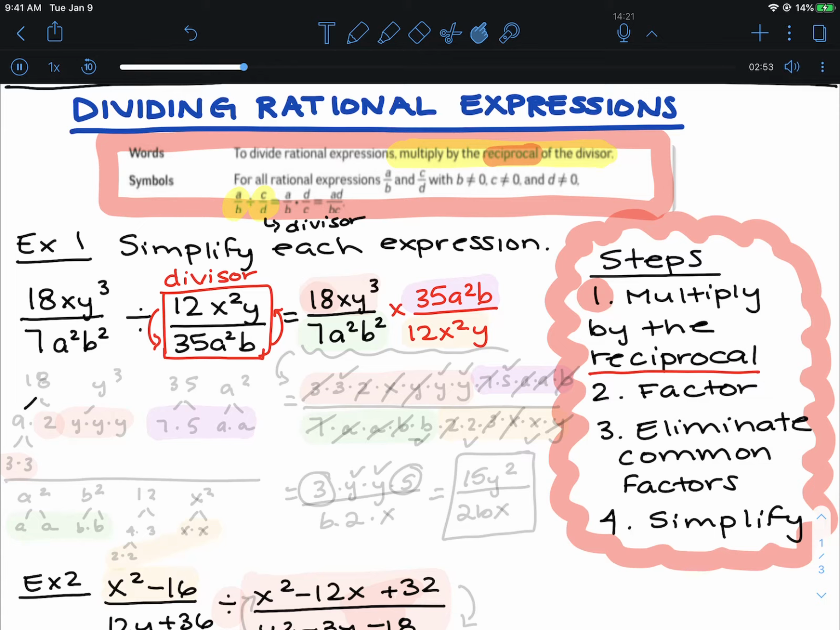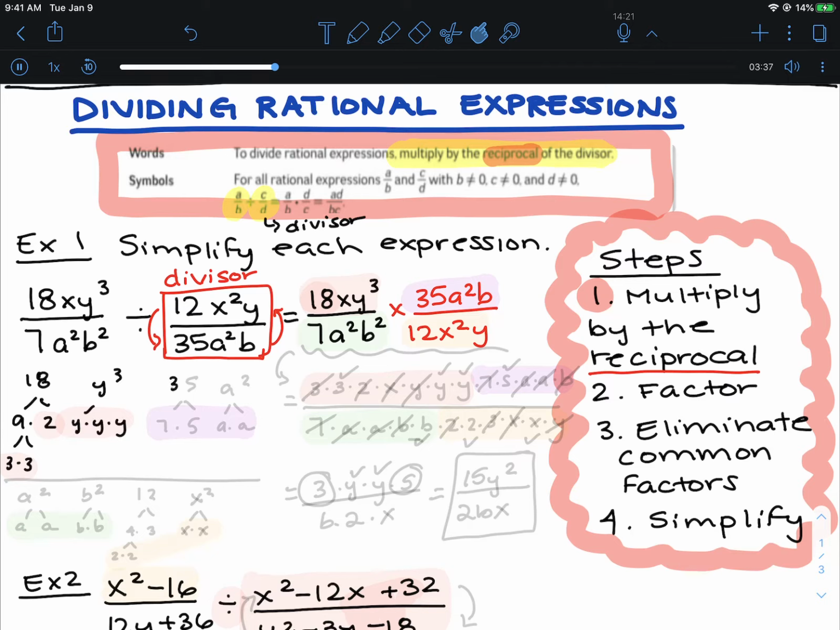So now we're literally just going to do the same thing that we did last time, which is just trying to find all of the factors of these values. I'm going to start with 18. We can break 18 down to be 9 times 2, because 9 times 2 is 18. And then we can also simplify the 9 to be 3 times 3. And then the x is just going to stay as the x. And then the y cubed is literally just going to be y times y times y.